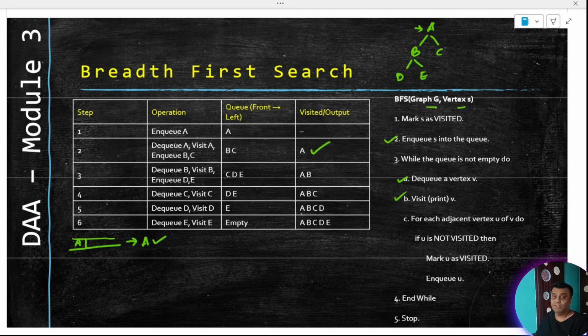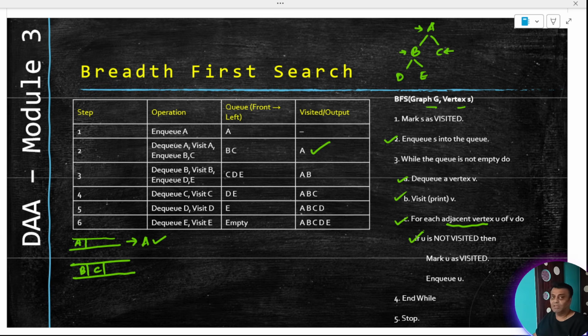But at the same time, we will dequeue A, visit A, and we will enqueue whatever A is connected to. Whatever A is connected to, that means the adjacent vertices, we will do a loop, and we will enqueue all the adjacent vertices that are not visited. B and C are adjacent vertices which are not visited, right? So I will enqueue B and C. So my queue will now look like B is enqueued, C is enqueued, right?